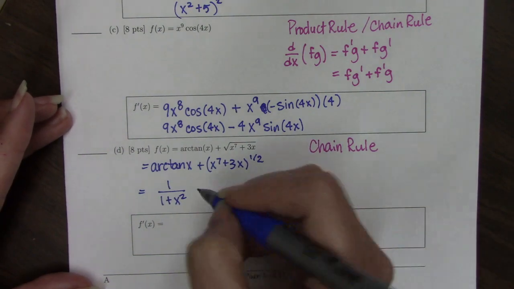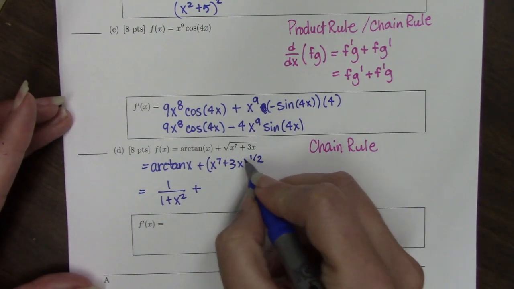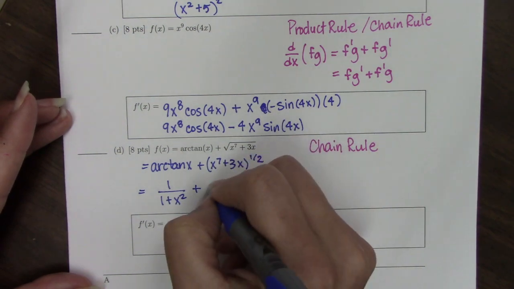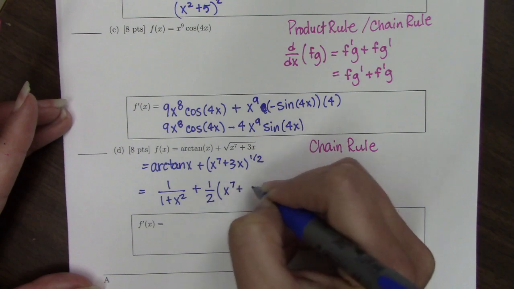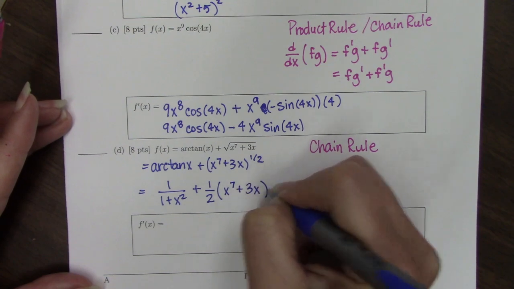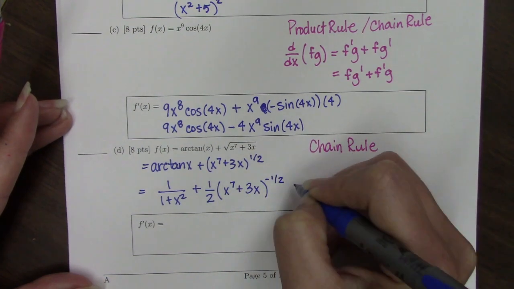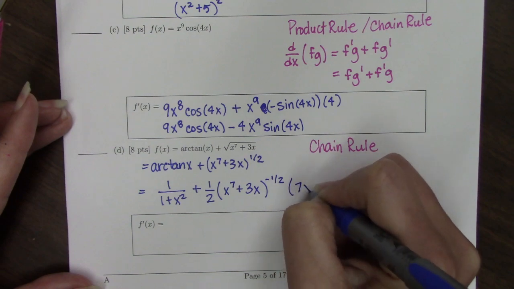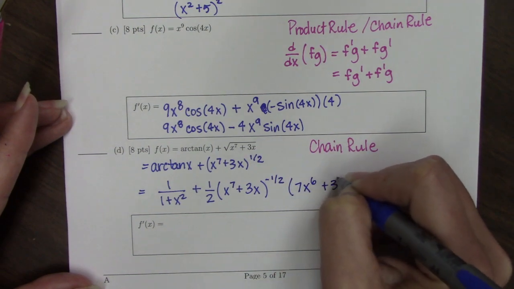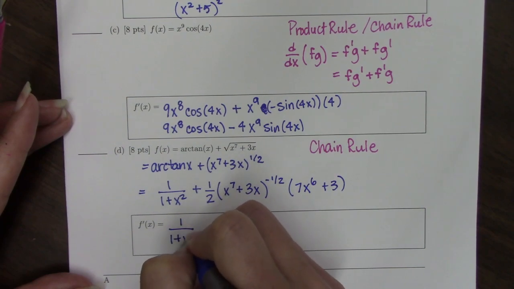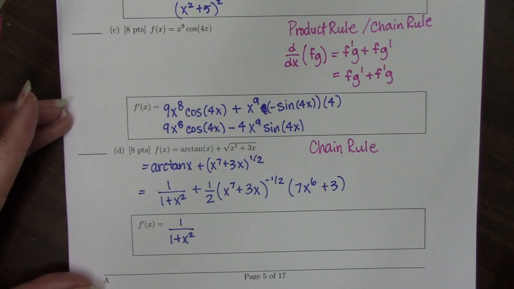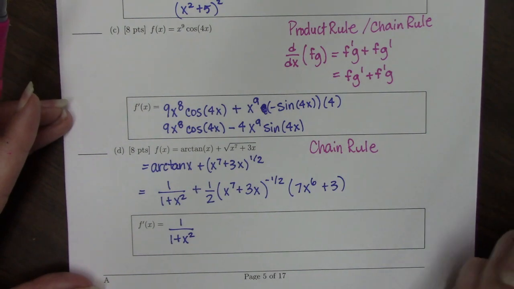That's the derivative of arctan. This is going to require a chain rule. So the derivative of the outside is 1/2 x squared, or x to the 7th, plus 3x to the negative 1/2 times 7x to the 6th plus 3. So when I write my final answer, I just find it easier to go back to positive exponents.